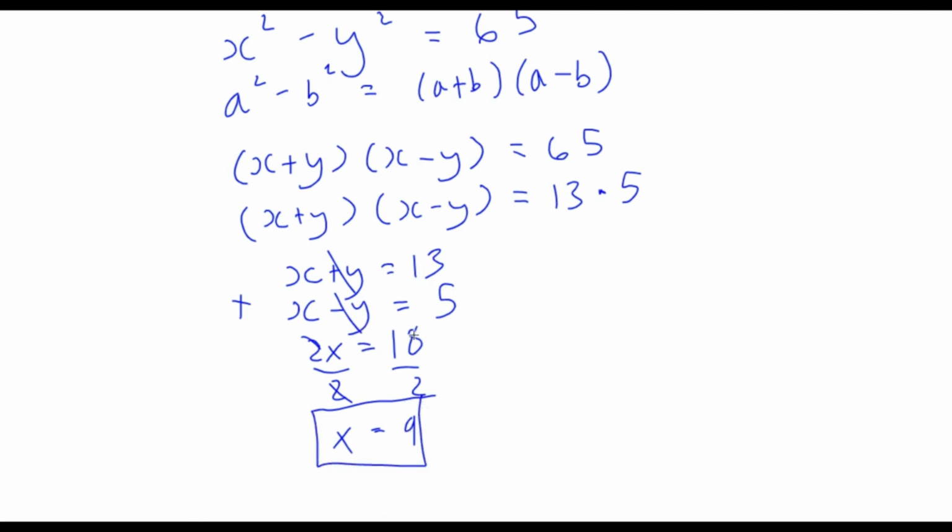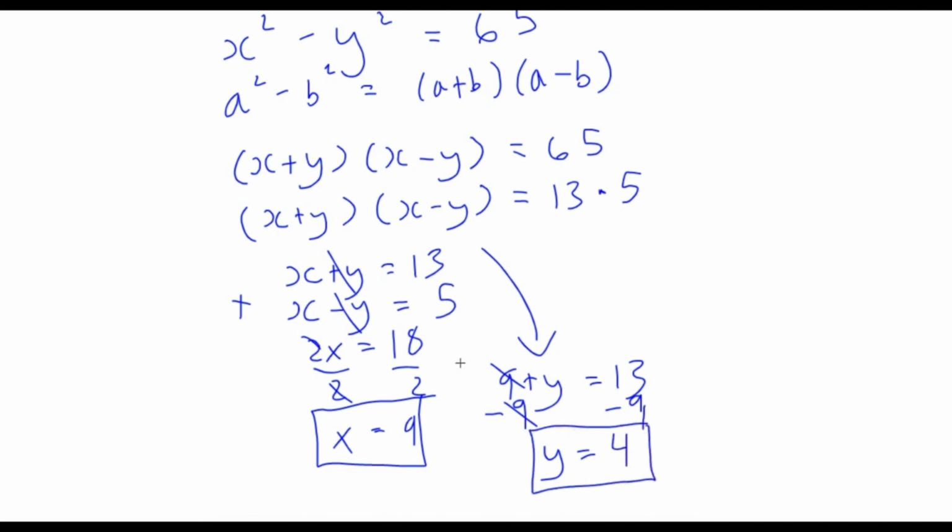So now that we have our value for x, let's go ahead and find our value for y by plugging x into this equation. So x plus y equals 13. If we plug in 9 for x, we get 9 plus y is equal to 13. Now, if I subtract 9 on both sides, these two cancel out, and I would get y is equal to 13 minus 9 is 4.